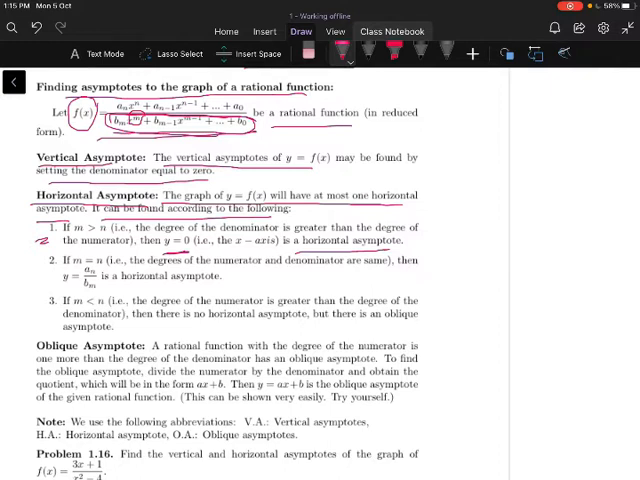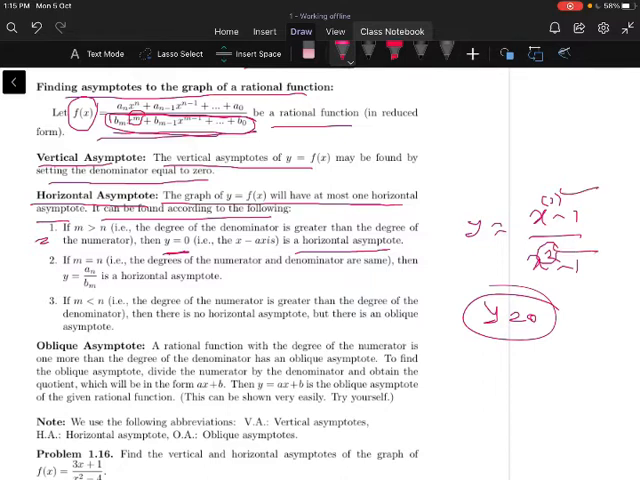Very simple. If the degree of the denominator is greater than the degree of the numerator, then we will have y is equal to 0 as a horizontal asymptote. For example, y is equal to x minus 1 by x square minus 1. In this case we can observe that the degree of the denominator is greater than the degree of the numerator, therefore we will have a horizontal asymptote, simply y is equal to 0, when the degree of the denominator is greater than the degree of the numerator.